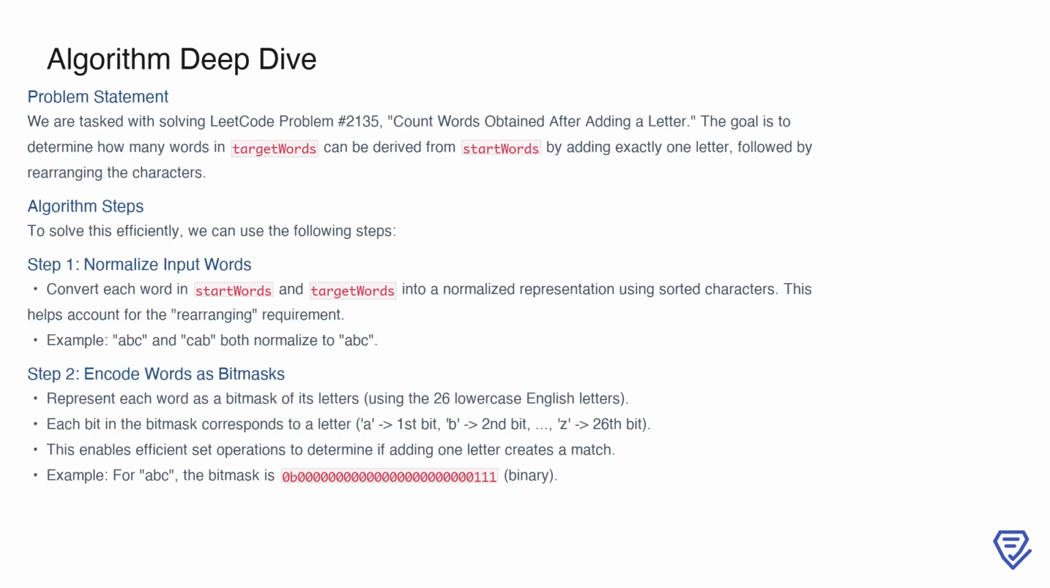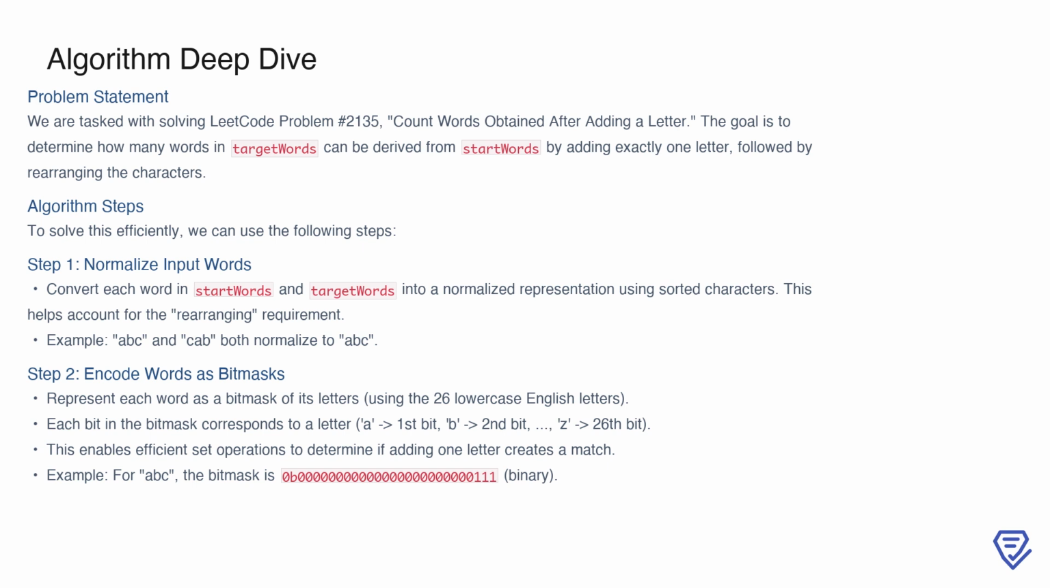In this problem, we need to determine how many words from the target words list can be derived by adding exactly one letter to any word in the start words list, and then rearranging the letters. The solution involves breaking the process into a series of clear steps. First, we normalize the input words. By sorting the characters of each word, we ensure that any rearrangements are treated equivalently. For example, the words ABC and cab both normalize to ABC, making it easier to compare them.